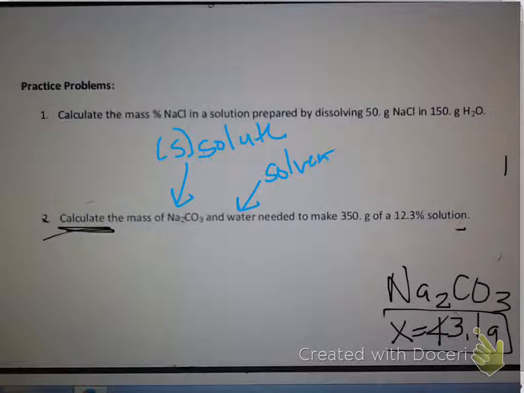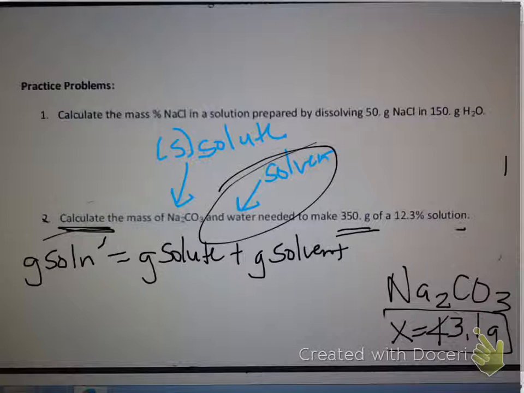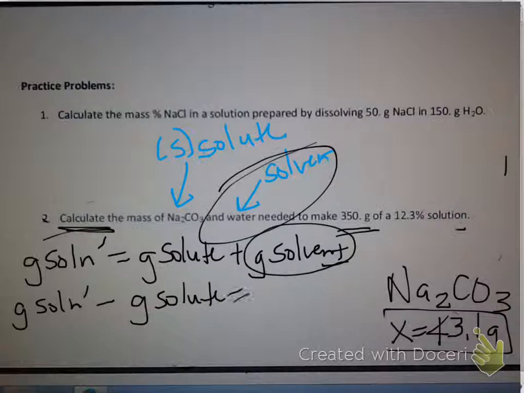So what is the grams of my water in order to make this solution? Well, remember the grams of the solution equals the grams of the solute plus the grams of the solvent. So if I don't know what the grams of my solvent is, it's grams of solution minus grams of the solute. And our solvent is the water.